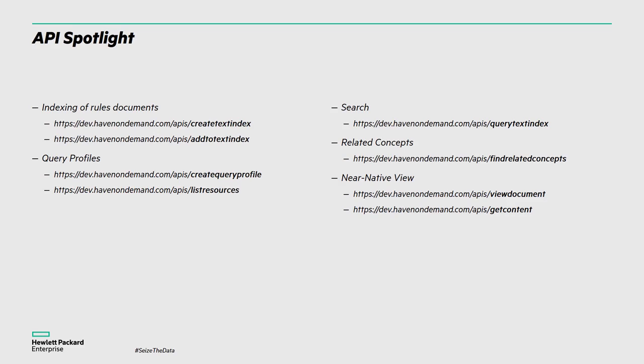The actual searching of documents is done with the Query Text Index API, and the related concepts are done with the Find Related Concepts API, which is all fairly self-explanatory. The near-native viewing of documents is done with the View Document API, and if no such document exists, in a scenario where we can't fetch the original document to render it to HTML, we fall back to the Get Content API and show just the text that has been extracted from the original document. So you can still read all of the text, you just don't get the nice formatting.